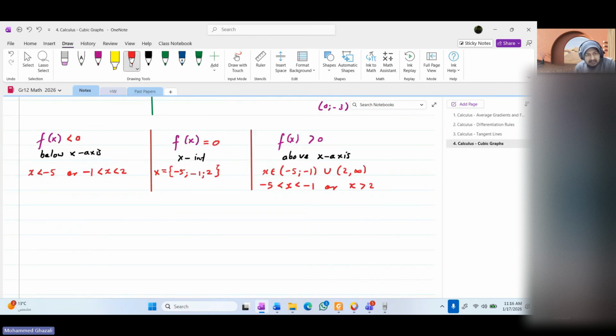Next part is a very important key feature as well, which is called stationary points. Stationary points and looking for increase and decrease. Okay, we can look at the increase and decrease later. Let's just talk about stationary points, and max and minimum values.